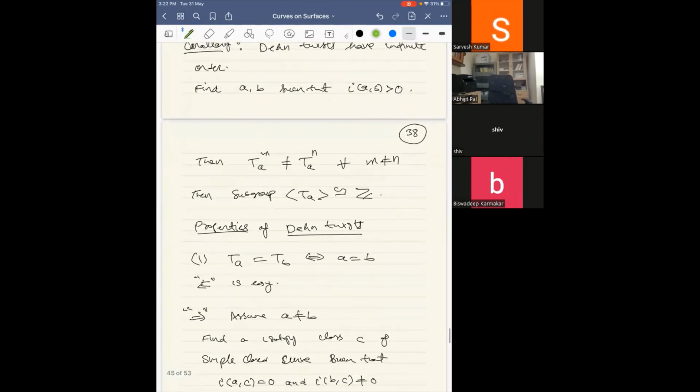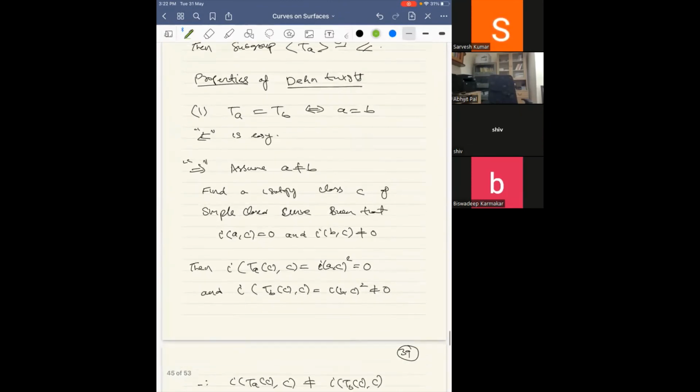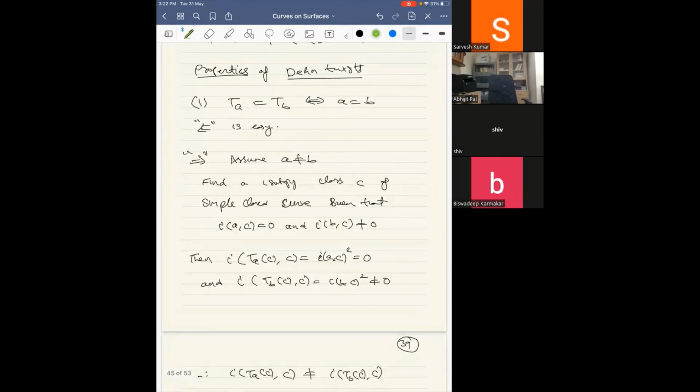Okay, so let us look at some properties of Dehn twists. First, look at the isotopy classes of two curves, let's say A and B, and suppose the Dehn twists agree. This holds if and only if the classes agree. One way is easy: if A equals B, then the Dehn twists are equal. How do you prove the other way around? We will use that formula here. Let's assume A is different from B, and you wish to prove that the Dehn twist around A is different from the Dehn twist around B.